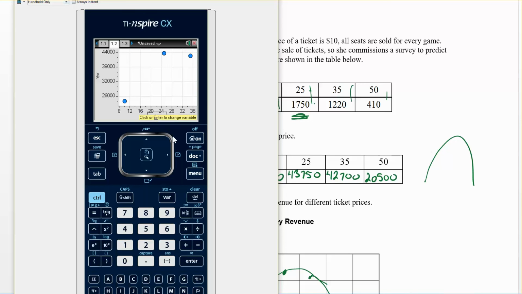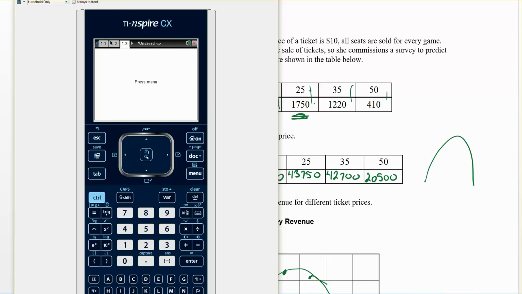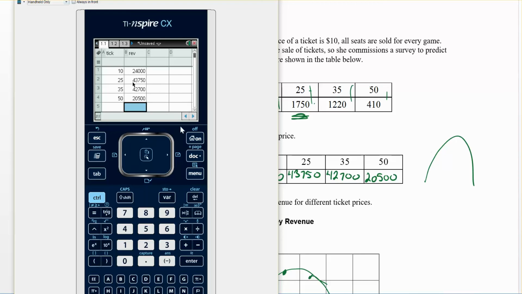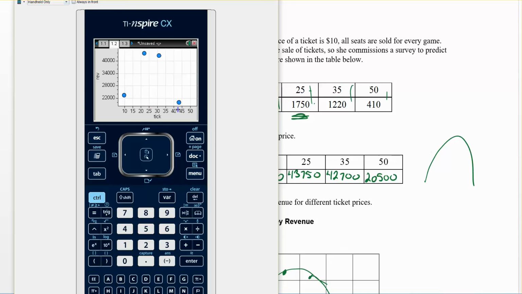How come we only have 3 points? Oh, I didn't push enter. Push enter and then go back. Here, I'll start over. So from this point, go control page, data statistics. Now I have 4 points. I only had 3 before. So revenue, ticket price. Now I have 4 points. There we go. That looks more like an actual graph. Okay.